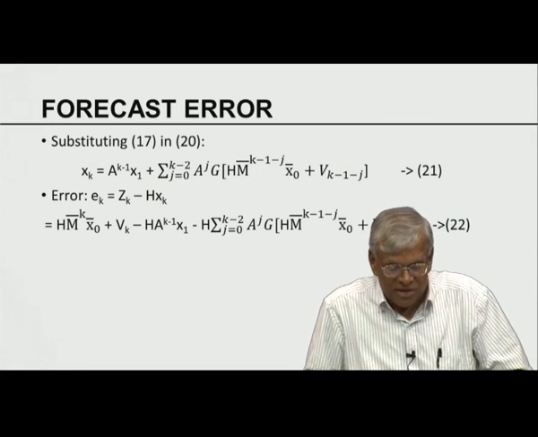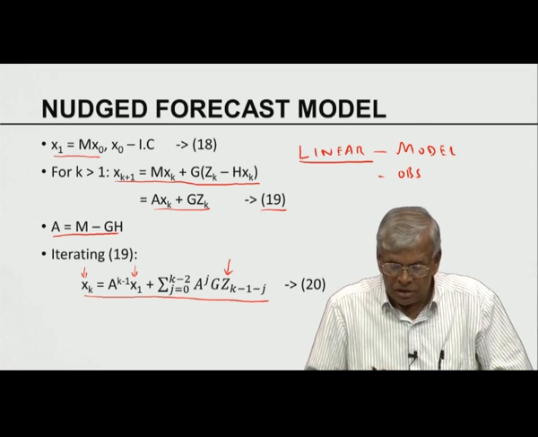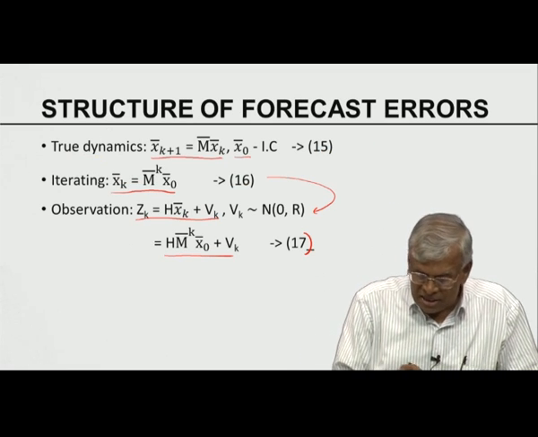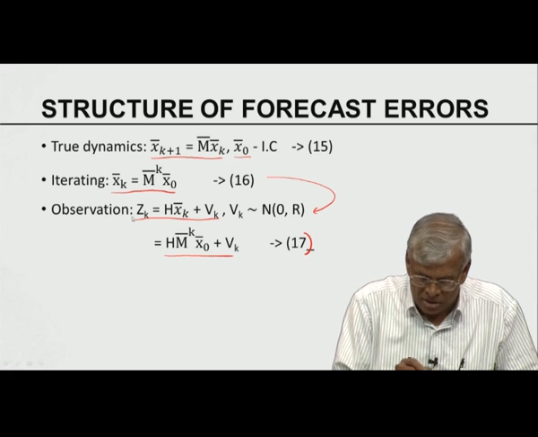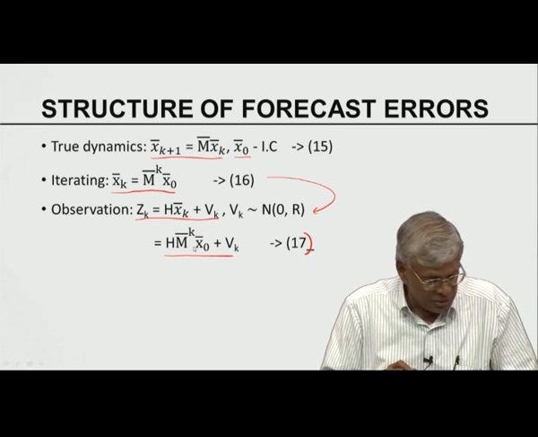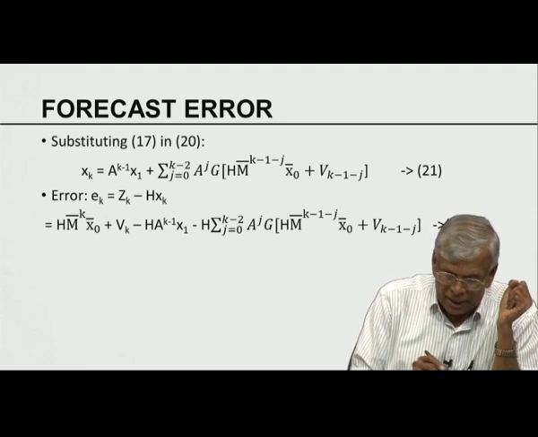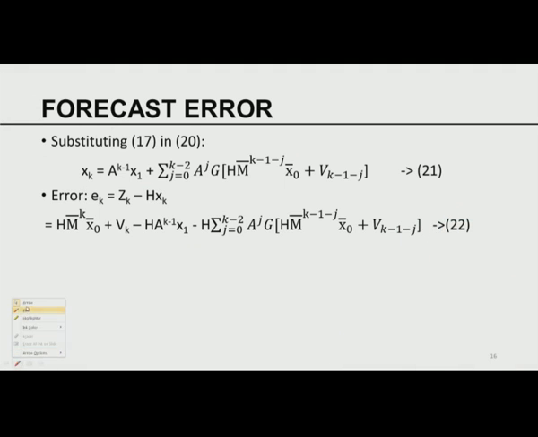Substituting 17 in 20. So let us go back, this is 20. What is 17? 17 is an expression for the observation based on the model's solution. You get an expression for xk, which is the model state, the forecast state, given by this expression. It's a funny looking expression, a little complex, but I don't think there should be any difficulty in verifying that. Why am I trying to find that? Because I would like to pin down the forecast error. So zk minus h of xk is the forecast error.